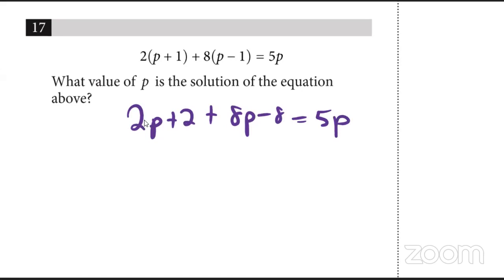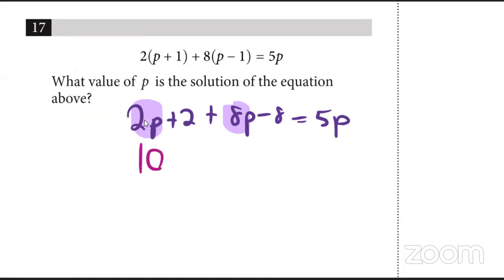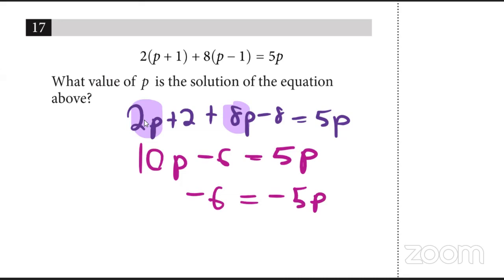Now combine like terms. 2P and 8P is 10P. 2 minus 8 is negative 6. Take away 10P from both sides. Divide both sides by negative 5. And a negative over a negative is a positive, so P is 6 over 5.